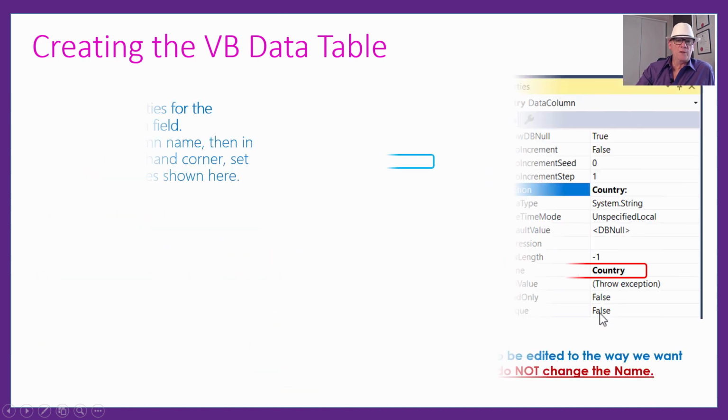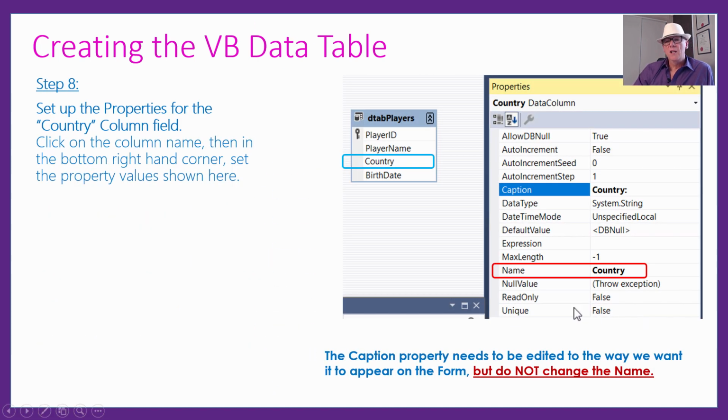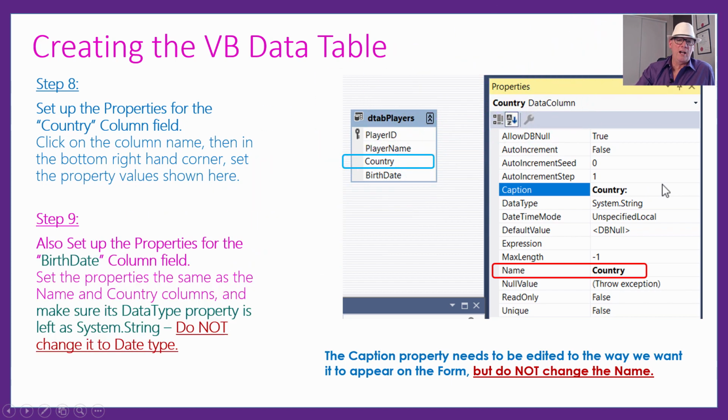And then we go on to do our country. So country is just the same thing. The defaults, I think, should be right, and it'll have system string and all of that. You just need to make sure this one stays as it is, country, so it matches up with the name in the data table. This one you change to a caption country colon, all right?